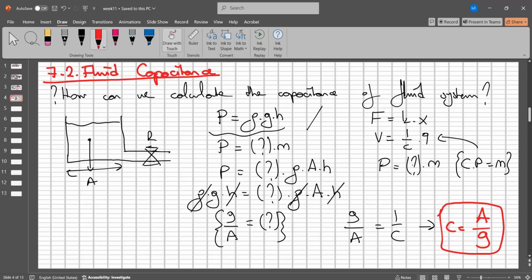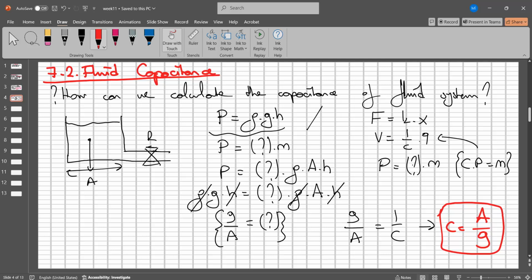Okay. That's it. We can derive our capacitance value based on the shape factor, A divided by G. But it is coming from this equation. Do you understand that?